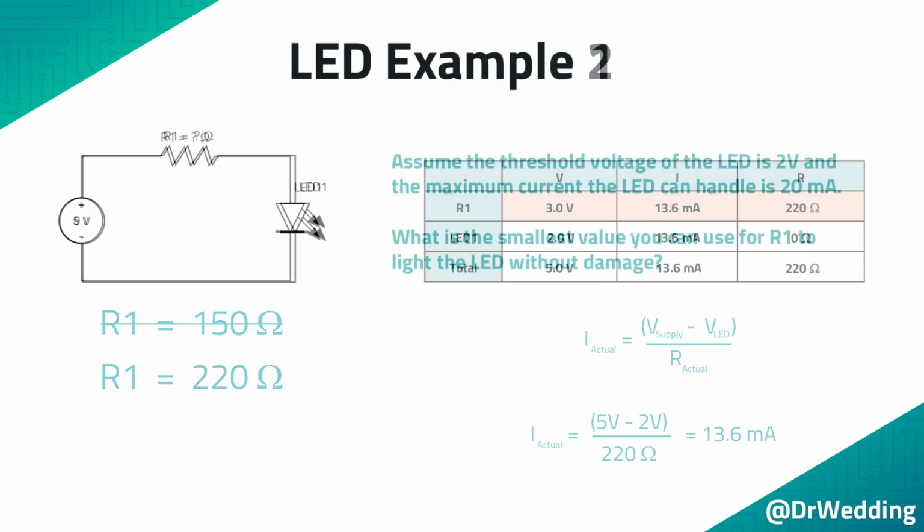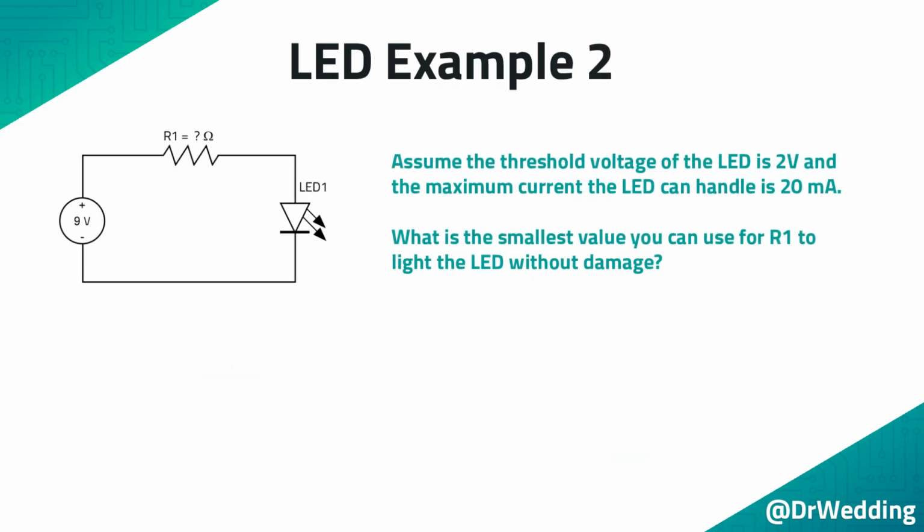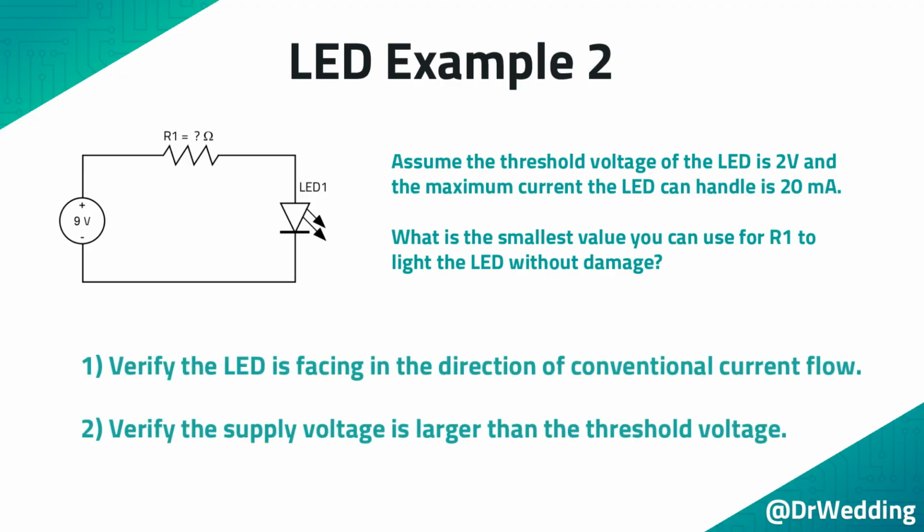Here is example 2. As before, assume the threshold voltage of the LED is 2 volts and the maximum current the LED can handle is 20 milliamps. What is the smallest value you can use for R1 to light the LED without damage? Verify the LED is facing in the direction of conventional current flow. And verify the supply voltage is larger than the threshold voltage. Because both of these conditions are met, we can calculate the resistor value.